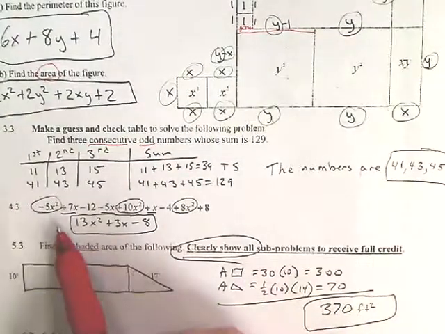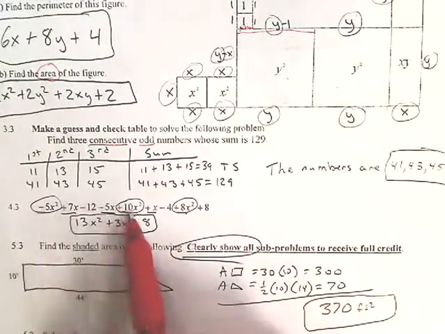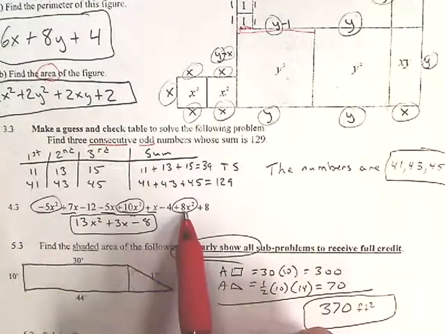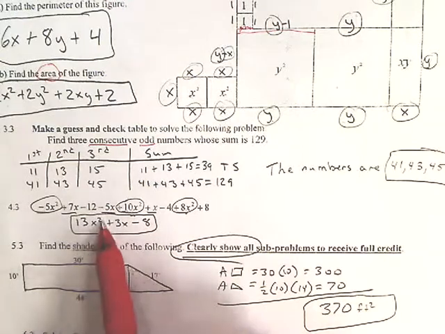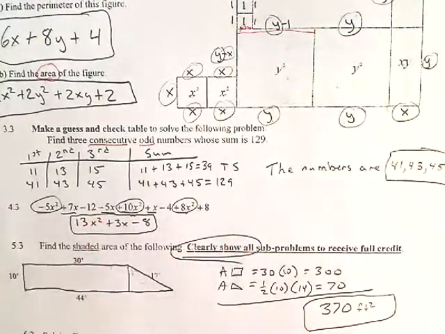Combining like terms, combine all the x's together. That's just negative 5 plus 10 plus 8 gives me 13x squareds. Combine all the x's together and combine all the constants together.